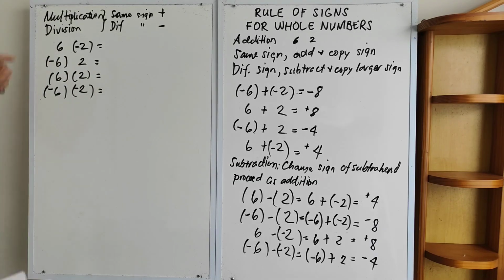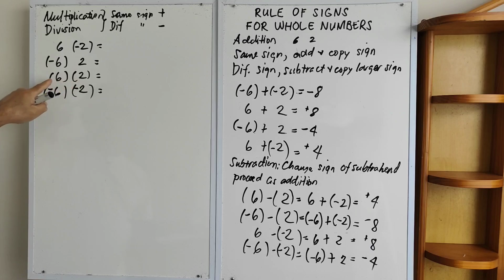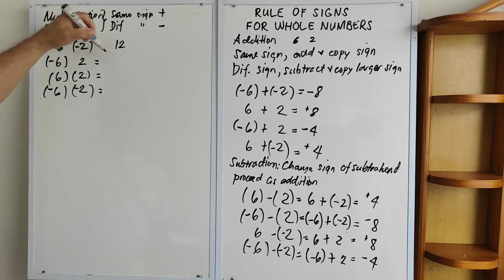So now we have four conditions. In here, the second number is negative. In here, the first number is negative. These are both positive, and these are both negative. Now, the answer for all of them will be the same. 6 times 2 will be 12. These are all 12.